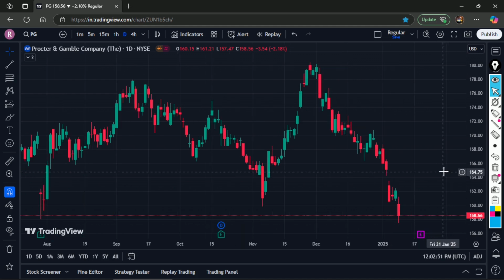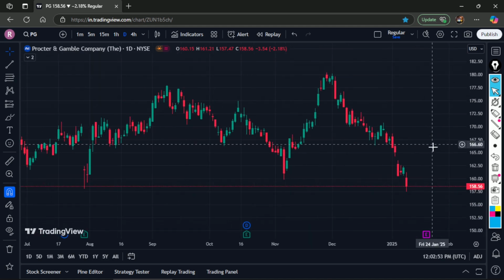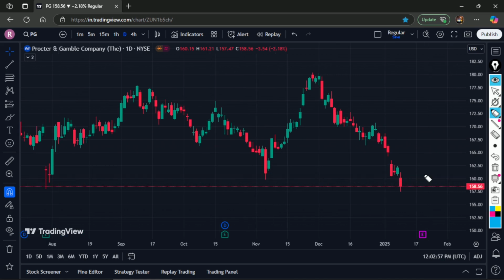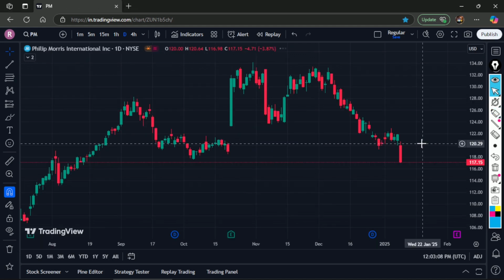Here in PG, it is looking for the selling side, but it has to give a retracement. But I am not interested in the retracement here. I am interested in the selling side. So we're just going to wait here and see if any selling scenario can be seen in PG.